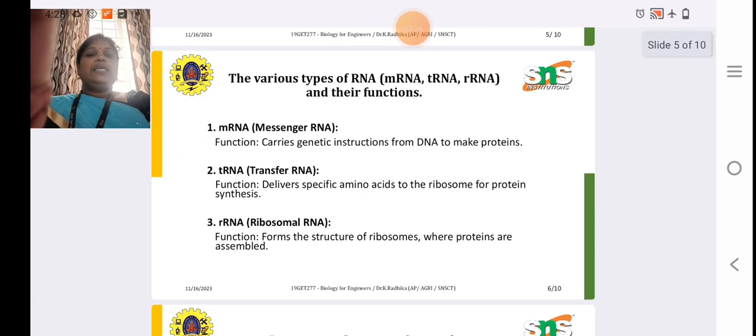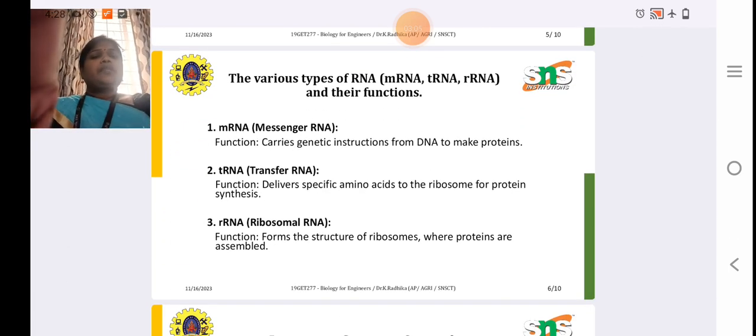Then let's see the various types of RNA and their functions. There are three main types of RNA present. One is mRNA, the second is tRNA, and the third is rRNA. First, mRNA is messenger RNA. Its function is to carry genetic information from DNA to make proteins.